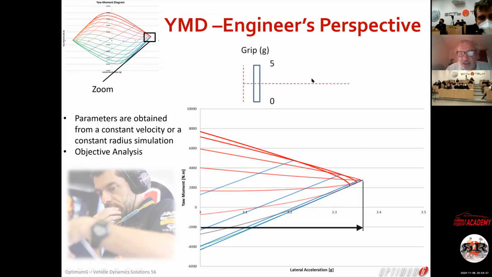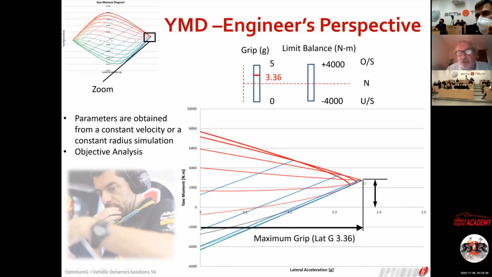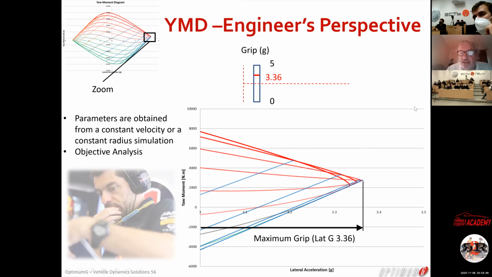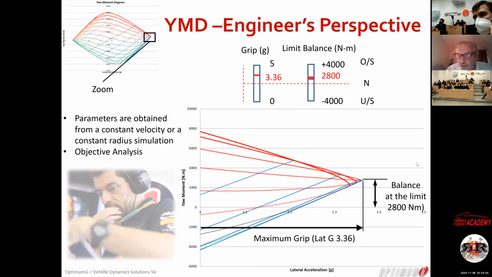So that car is able to take 3.36 G of grip, okay? Normally it can go in some corner as much as 5G, but you have a scaling there. The limit balance is 2,800 Newton. So it's an oversteering tendency, okay?